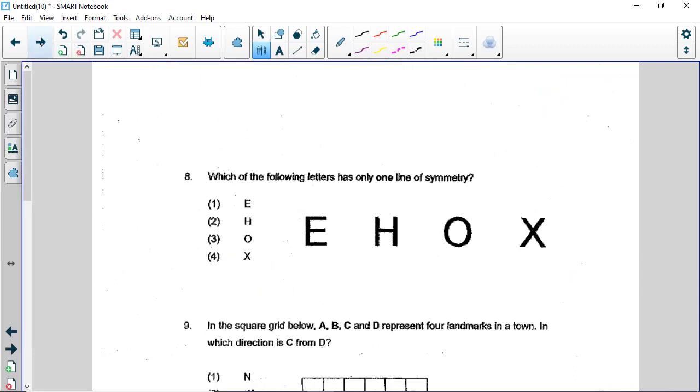Okay, question 8, which of the letters has only one line of symmetry? If you look at letter E, that's only one line. And letter H, you can actually have 2 lines of symmetry. All right, letter O has infinite. Infinite means limitless. Okay, there are countless lines of symmetry. Okay, how about letter X? Letter X has 2 lines of symmetry. So which letter has only one line? It is your letter E. Answer number 1.